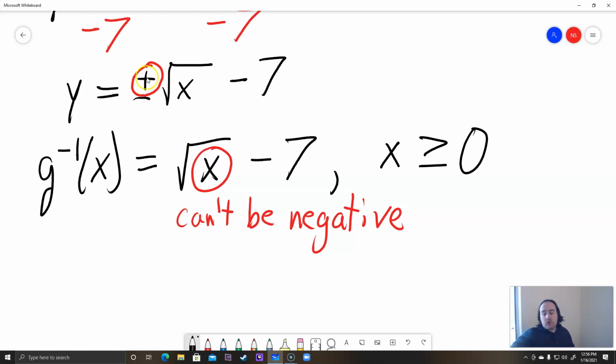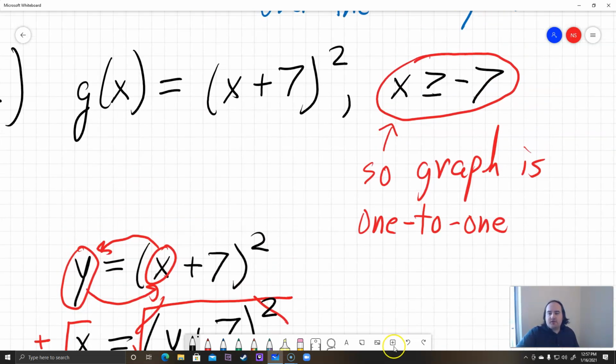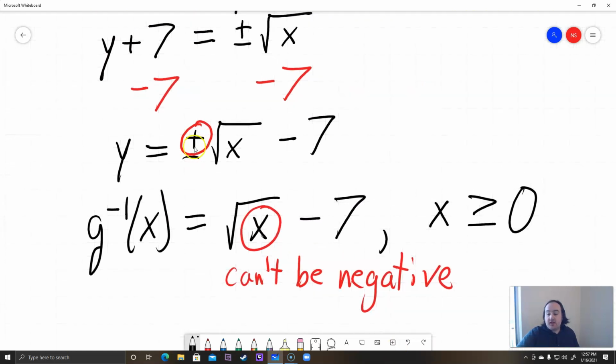But it has to be one or the other. It would have to be the plus or the minus. It can't be both, because otherwise it wouldn't be a one-to-one function. So that one's a little bit trickier, I know. But once you get past the little technicalities of the restricted domain and dealing with the plus or minus, hopefully it's not too bad.